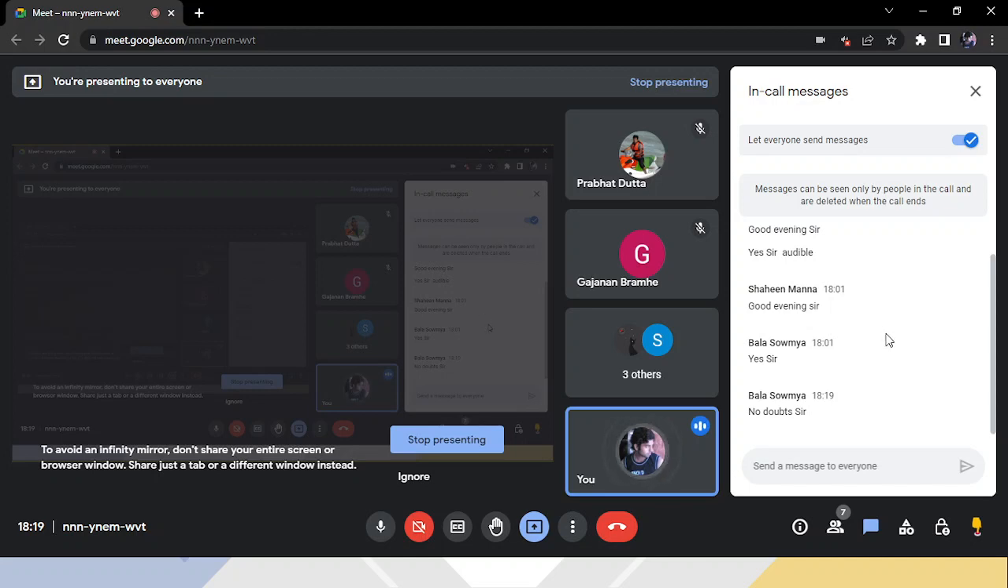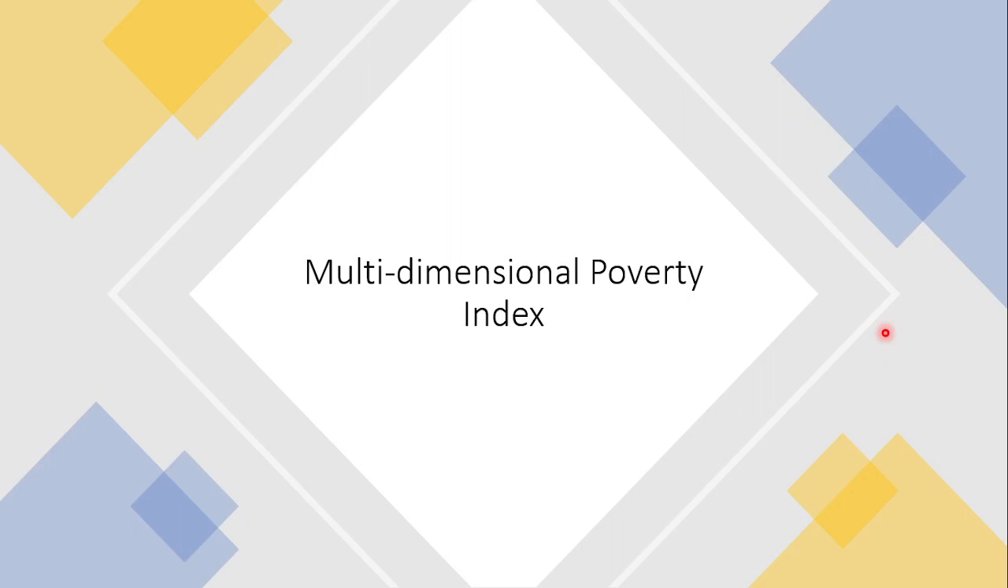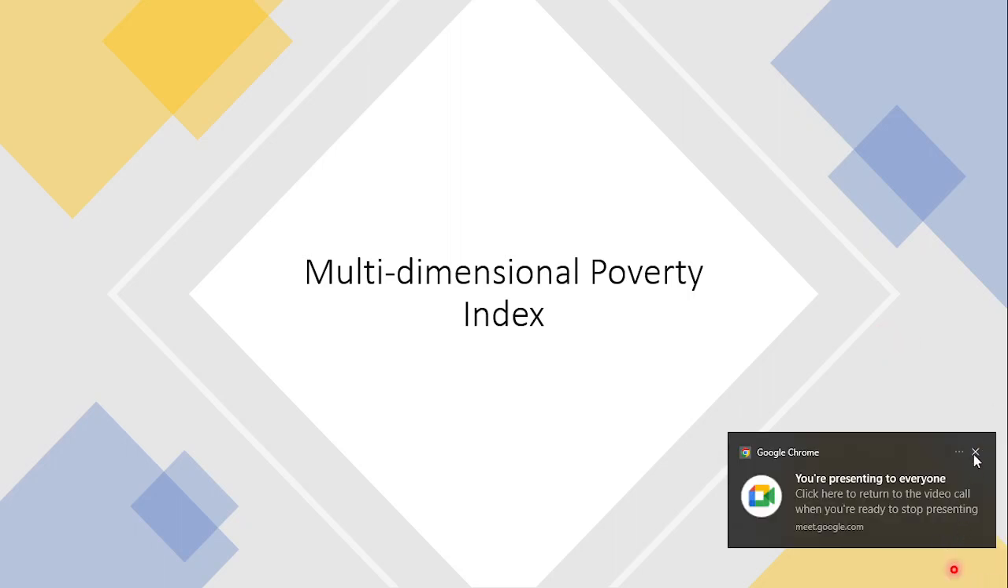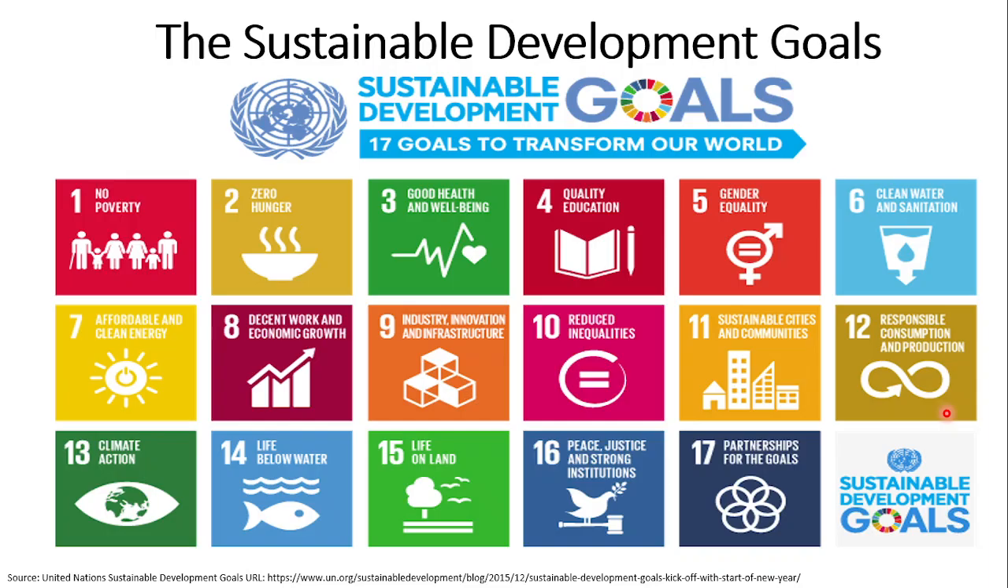All right. So I'll just proceed to MPI, the multidimensional poverty index. So the sustainable development goals. There are 17 goals, right? 17 sustainable development goals, and I think 169 targets among these 17 goals. I'm not going into those details. You can just have a look. You can search, and then you'll get all these targets, what these targets are.